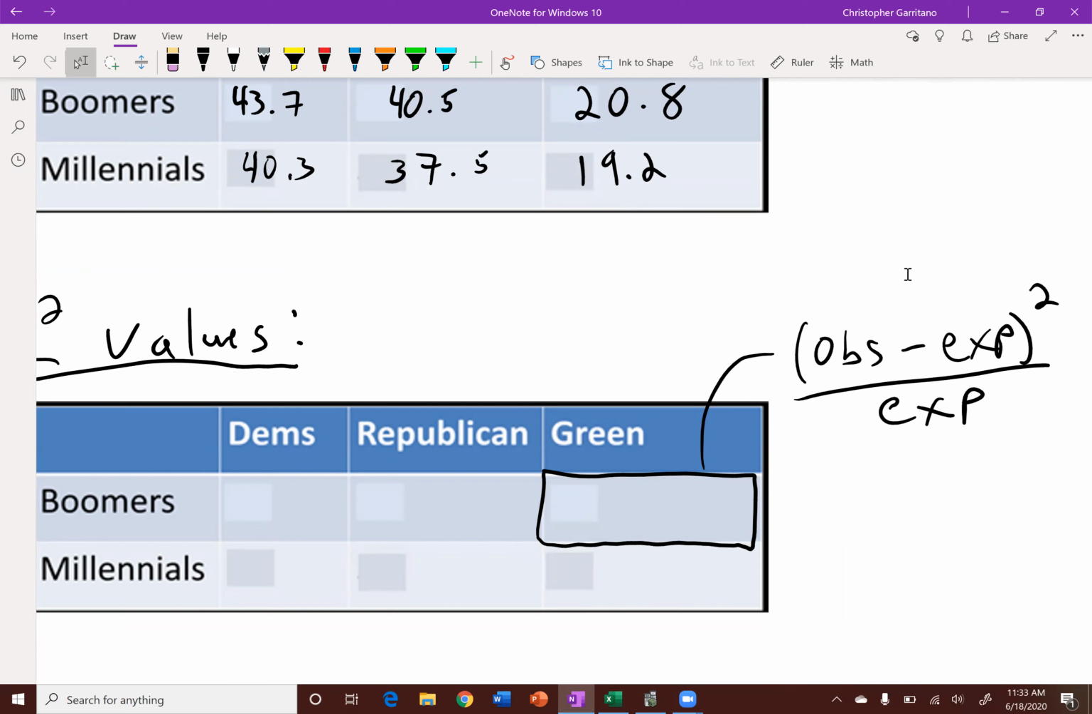I had a student ask me, why do we divide by expected? So I want to just give you a brief example as to why it's important to divide by expected. So give me 1 moment, and I'll set something up.